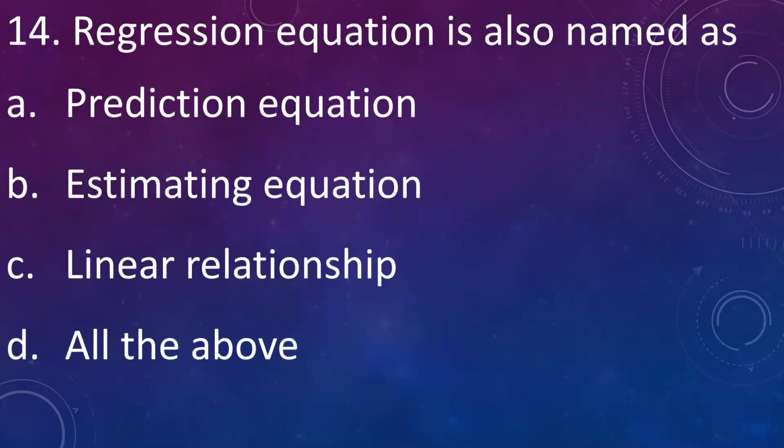Estimating equation, C. Linear relationship, D. All of the above. Answer is all of the above. It is also called prediction equation, estimating equation, and linear relationship between the two variables.